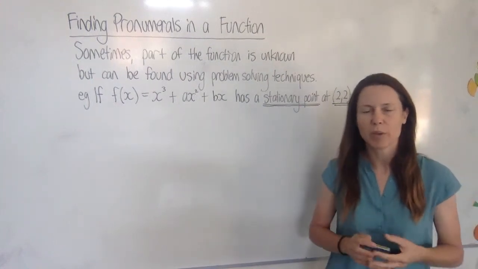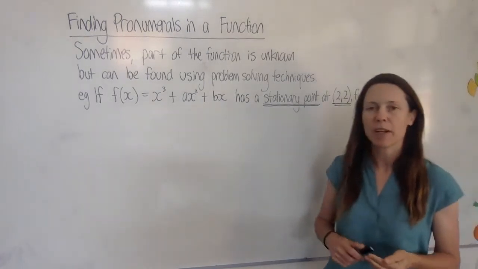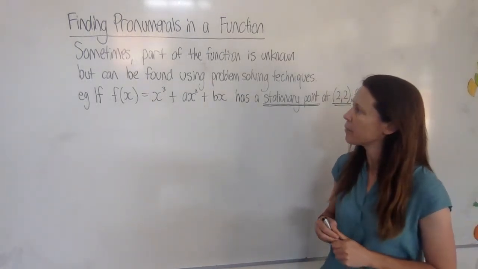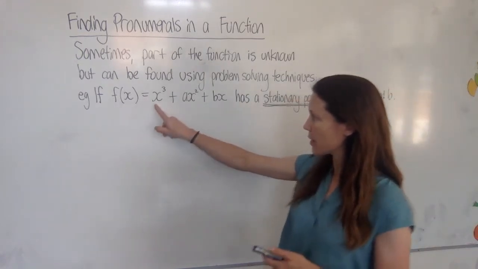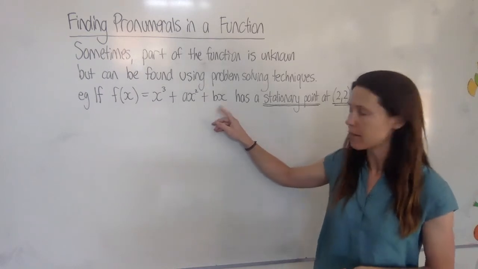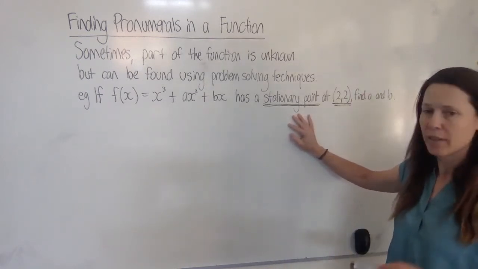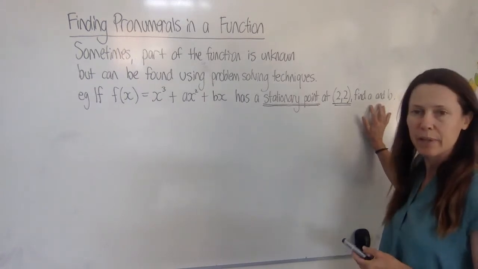Sometimes you'll get questions where you need to find pronumerals or unknowns in a function, and you might have to use some clues to figure them out. So here's a good example. If f of x equals x cubed plus ax squared plus bx has a stationary point, that means a flat spot, at (2, 2), find a and b.